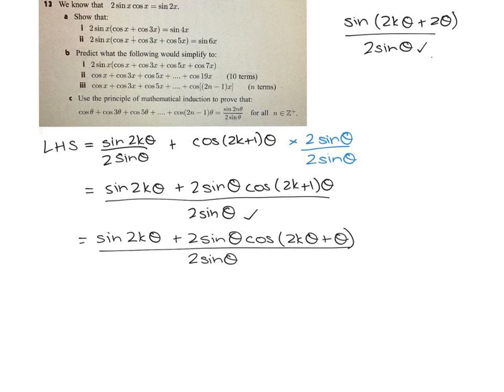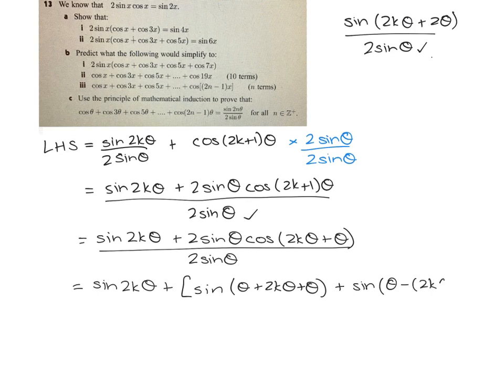Okay, waiting. So red rule, second from the bottom. So sine 2k theta times 2 sine theta, cos blah, blah, blah, is going to become sine of (2k theta plus theta) plus sine of (2k theta minus theta). Now remember to put this in brackets. It's the exact same rule we used in part A.